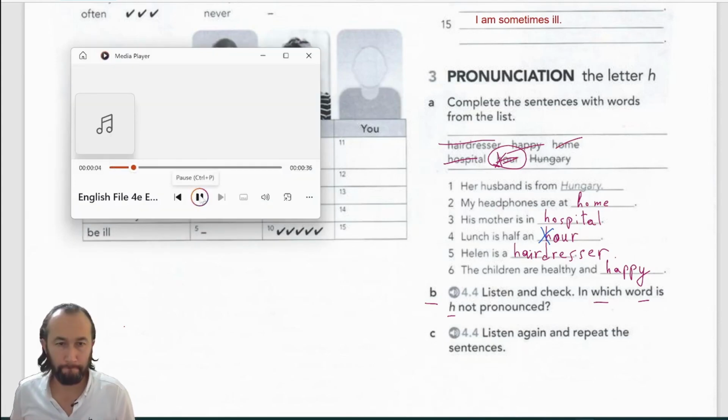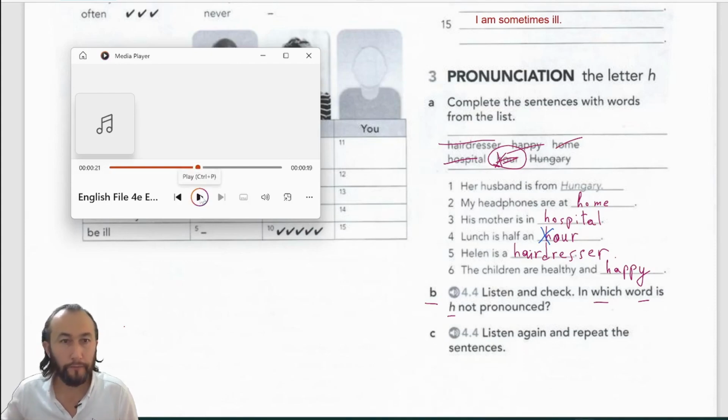4.4. 1. Her husband is from Hungary. 2. My headphones are at home. 3. His mother is in hospital.